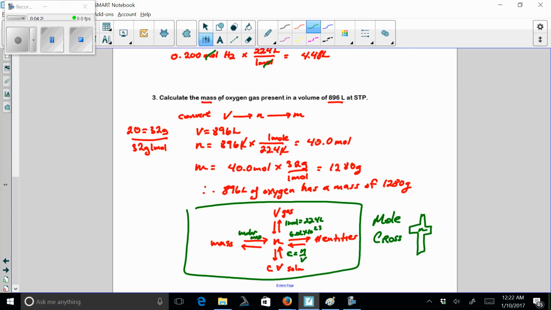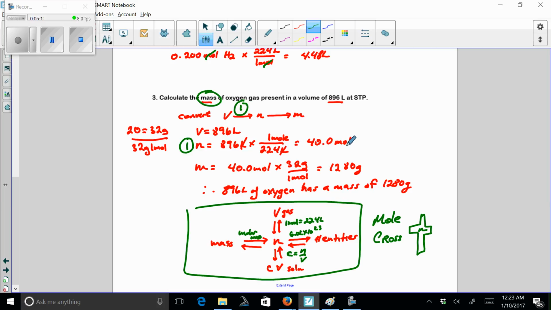What I have here is I want to figure out how much mass there is in 896 liters of oxygen gas. It's trickier only because from the volume, we have to figure out the mass. The only way we can do that is through the number of moles. I know for oxygen my molar mass is 32 grams per mole, and I know my volume is 896 liters. Those are my givens. I'm going to figure out the number of moles first, as step 1. I know that 896 liters is equal to 40 moles according to my conversion factor.